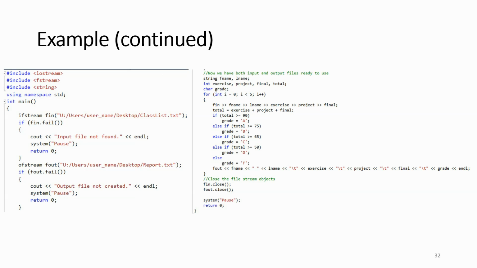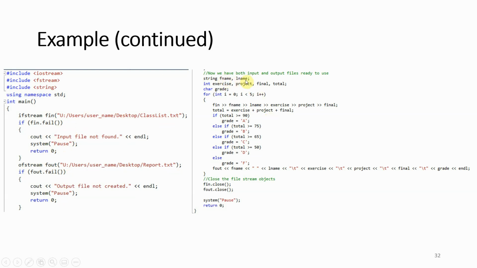We open a file. You see that here we provided the full path of the file. We check if this was successful. We open a file for writing. This is the report file. Again, we check if this was successful. If it wasn't successful, we just finish the program.